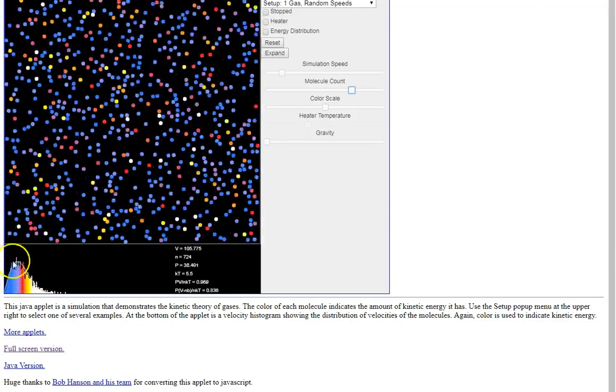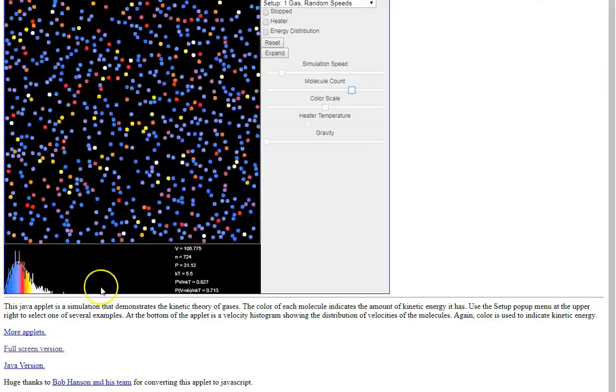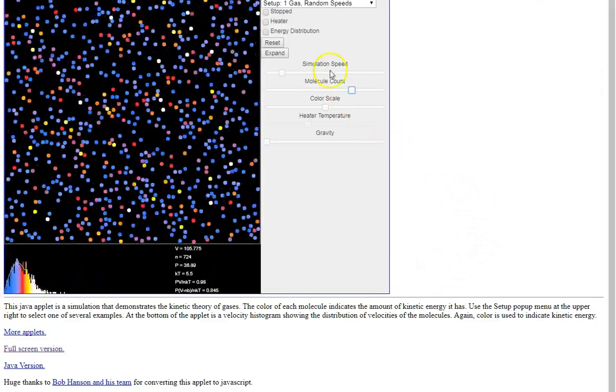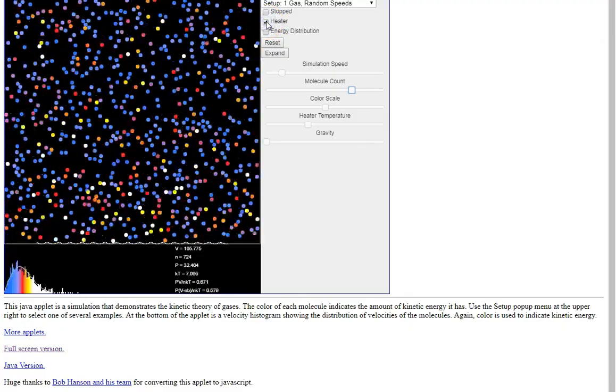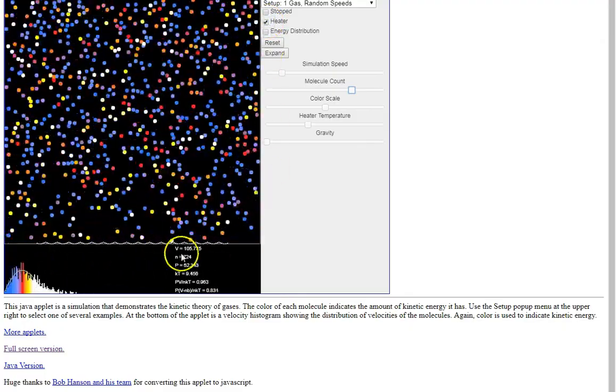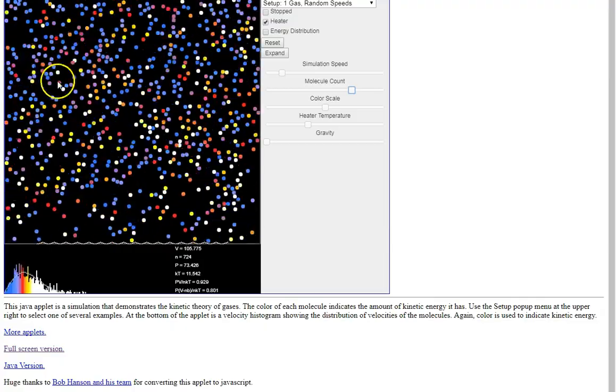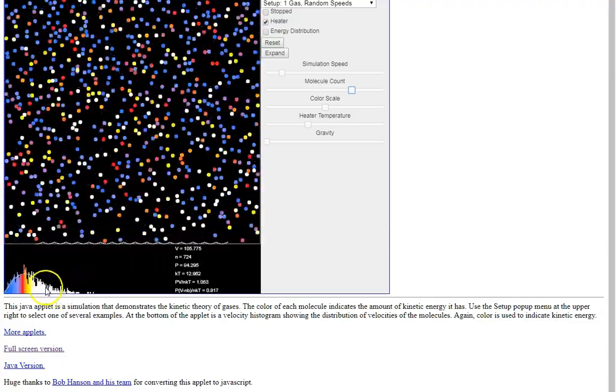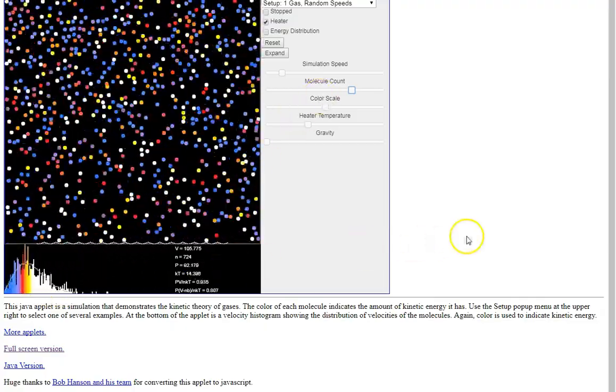Would it stay the same shifting but just get taller? What do you think would happen? Let's go ahead and add some heat. So if I turn this heater on, it's applying the heat here. Look at what's happening to the molecules. You can tell they're moving faster, but also look what is happening to the curve.